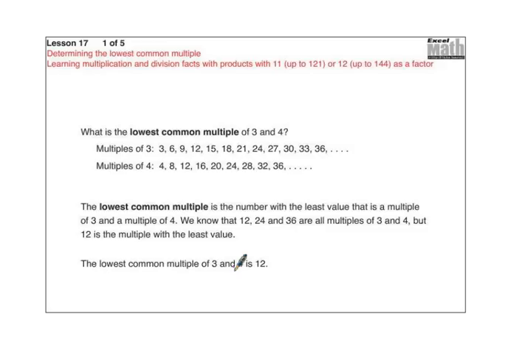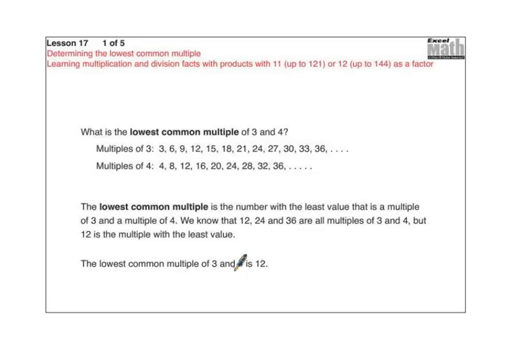What is the lowest common multiple of 3 and 4? Multiples are numbers that we say when we skip count. A lot of kids get these mixed up. We're going to be learning about greatest common factor coming up in the future, and they get lowest common multiple and greatest common factor mixed up. So just remember that multiples are numbers that you get when you multiply, when you skip count. So multiples of 3, what numbers would you get when you multiply 3? You get 3, 6, 9, 12, 15, 18, 21, and so on.